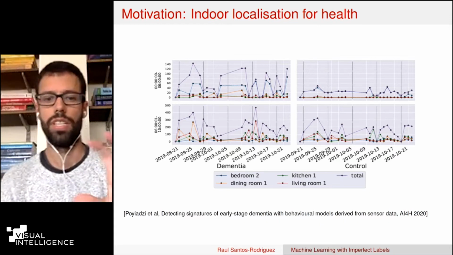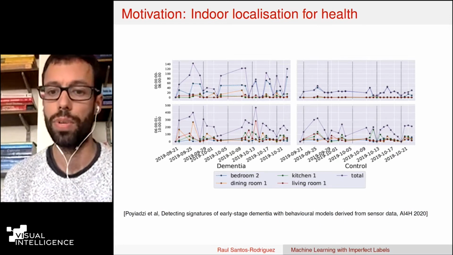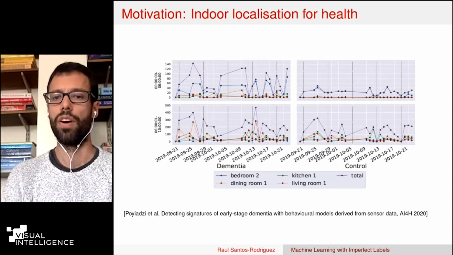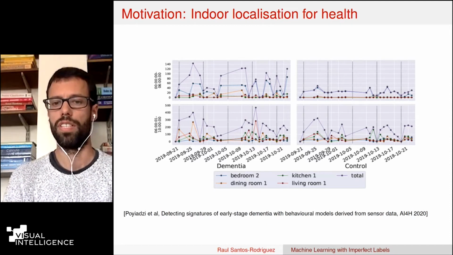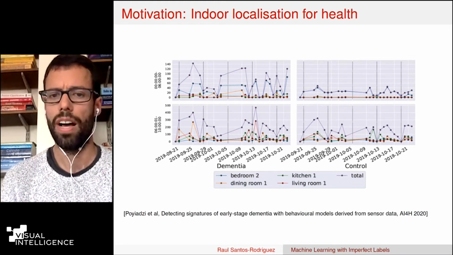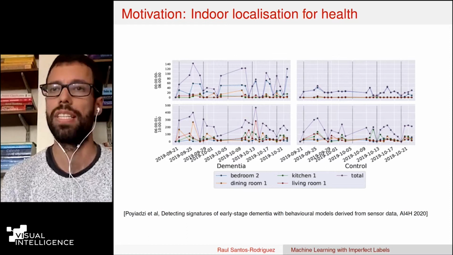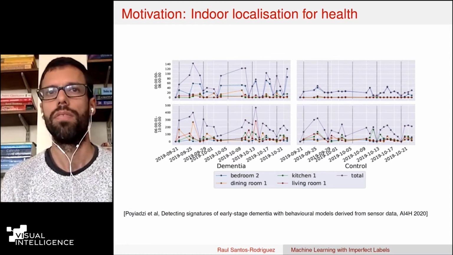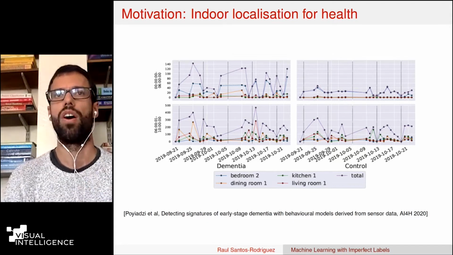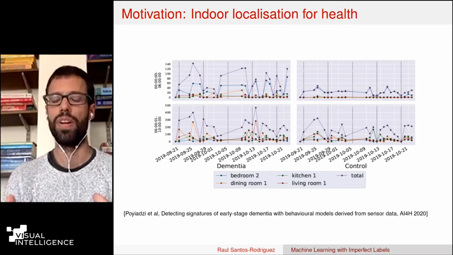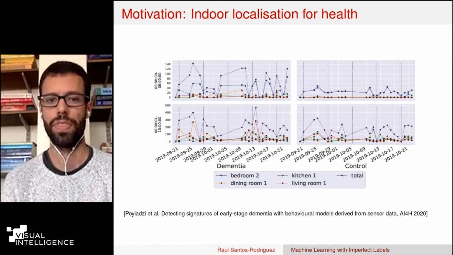Another example is to do with the work that we do with patients with dementia. In their homes, we deploy smart technology so that we can follow them around the house. We do this for months to try to understand how they move, and how by analyzing movement, we can observe progression of the disease over periods of months or years.